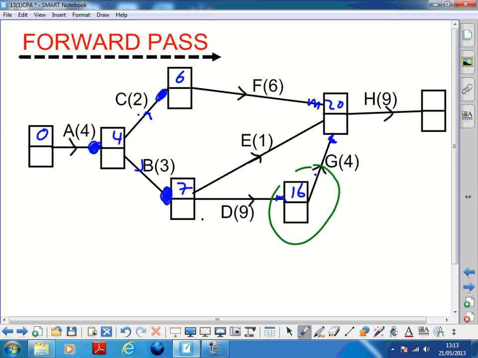And we did consider that one, and we did consider that one. And then this last event only has one input, so it's 29. Perfect. So that's a forward pass, and that means the quickest the job can get done is 29 days, hours, whatever it is.